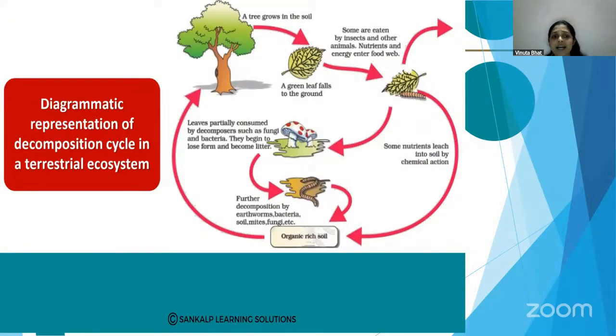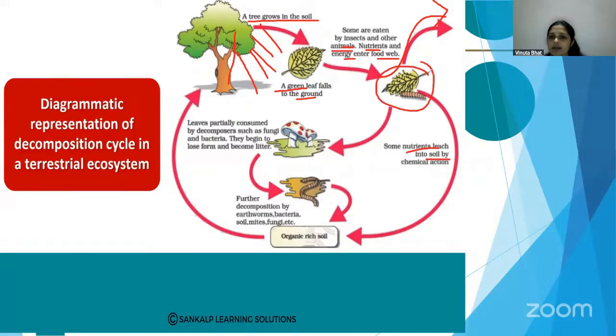Here you can see the diagrammatic representation of the decomposition cycle in a terrestrial ecosystem. Here you can see how decomposition takes place in the environment. A tree grows in the soil, and green leaves fall on the ground. Some are eaten by insects and other animals, and nutrients and energy enter into the food web. Some nutrients leach into the soil by chemical action.